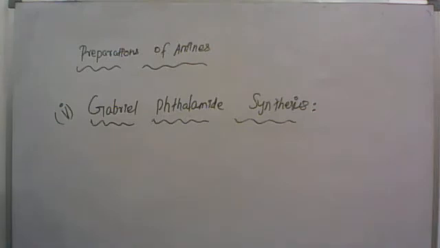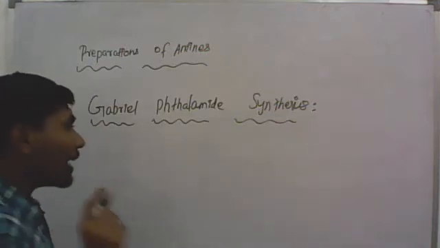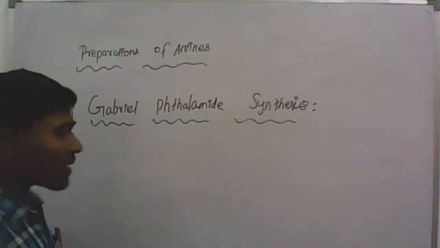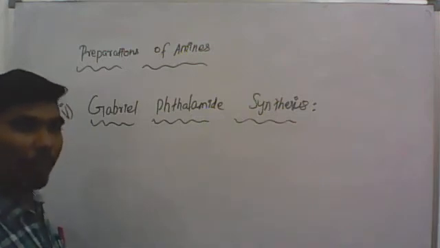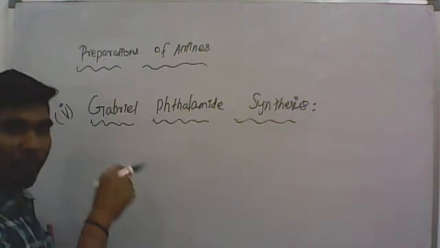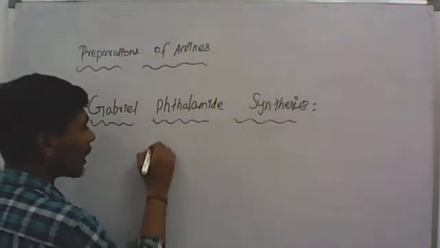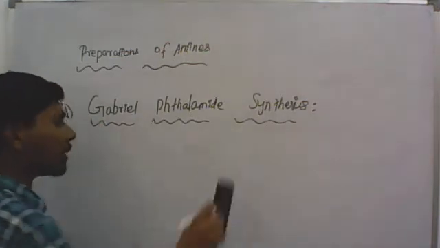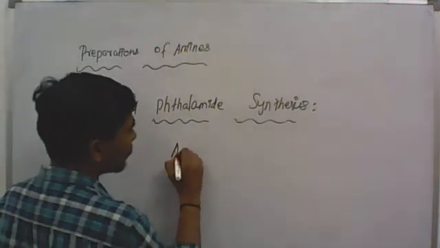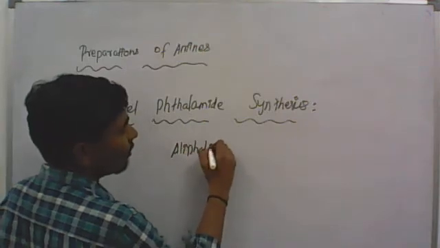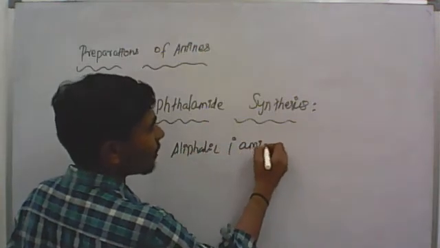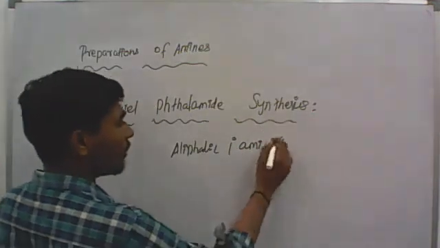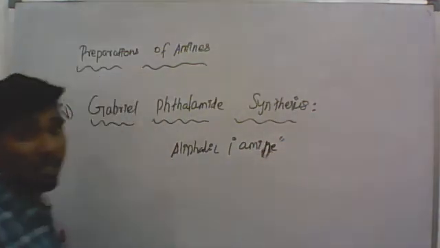Gabriel phthalimide synthesis, this method is used for the preparation of primary amines. Particularly, it is used to prepare alkyl amines only, not aryl amines. Aryl amines means benzene-based compounds. So it is mainly used to prepare aliphatic primary amines. It's very important.